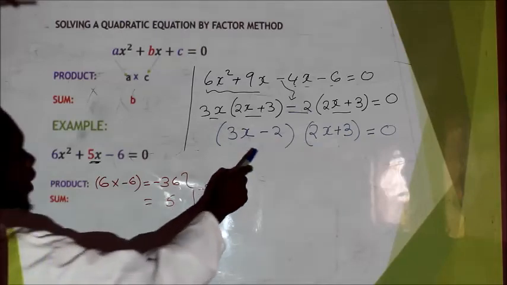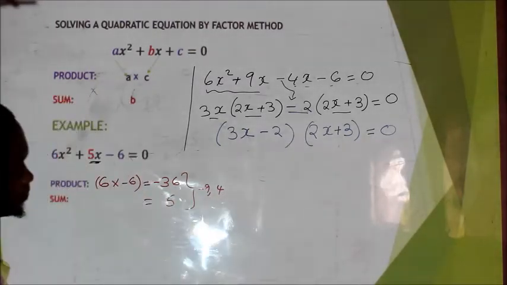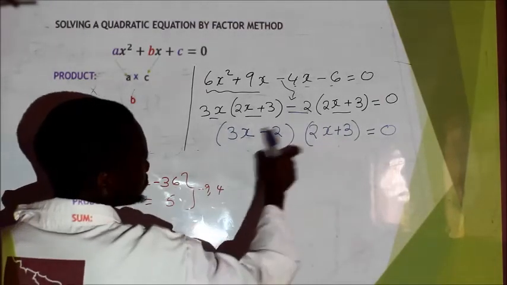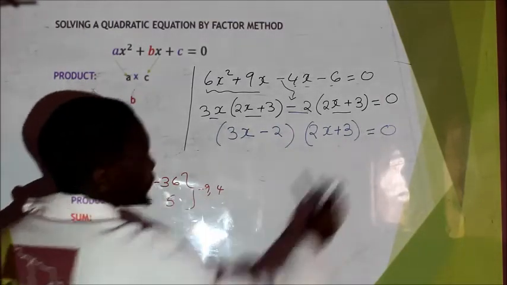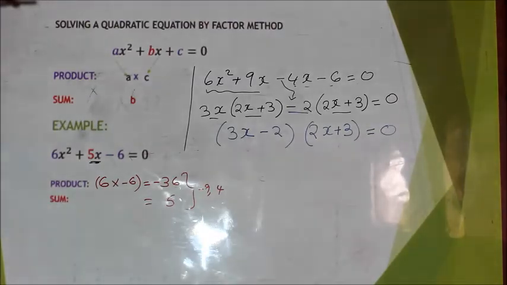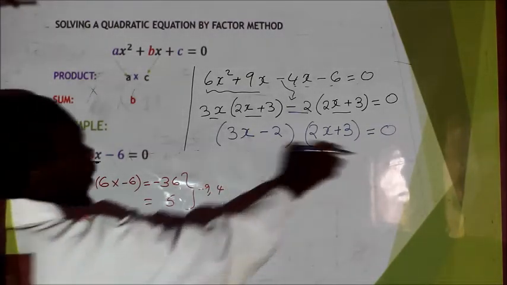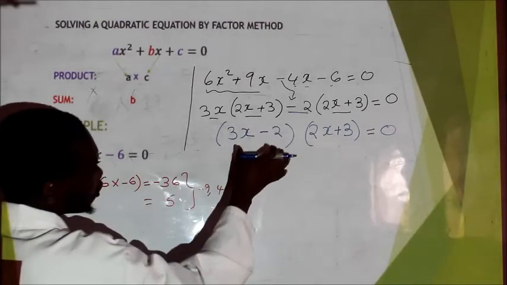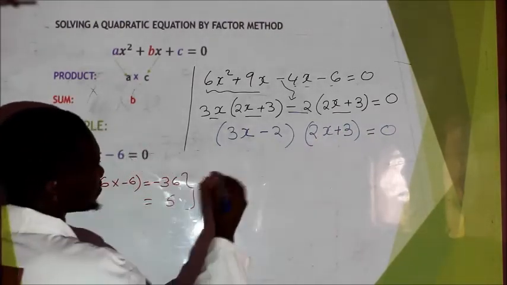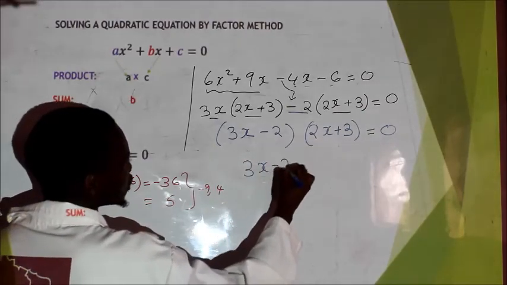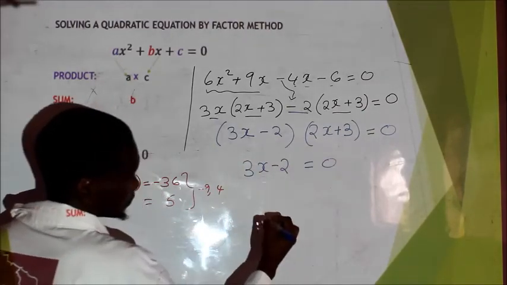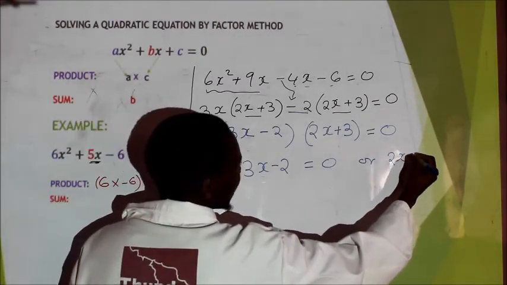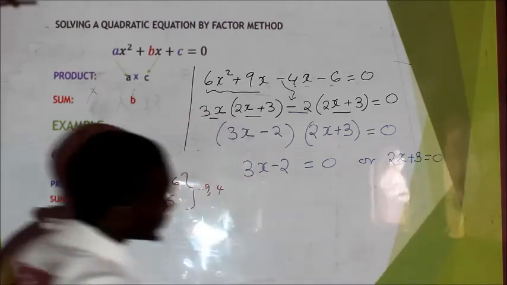Now, when can the product of two numbers be equal to 0? This is a group of numbers. When can you multiply the two and get your final answer as 0? It only happens under one condition, when one of them is equal to 0. We don't know which one. So we can say, for us to get a product of these two numbers being equal to 0, then either 3x minus 2 is equal to 0, or 2x plus 3 is equal to 0.